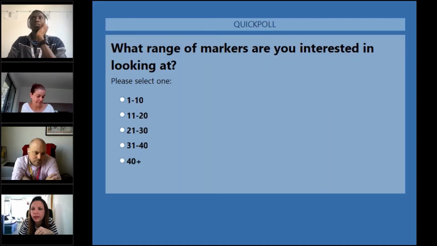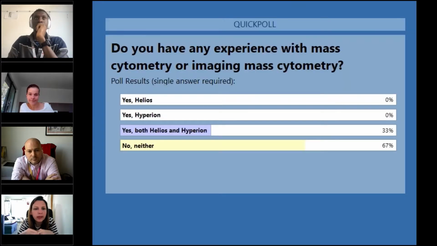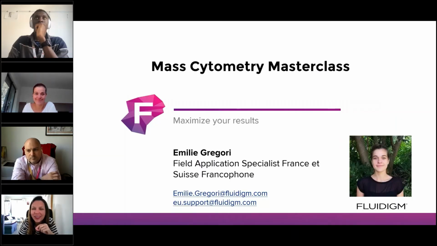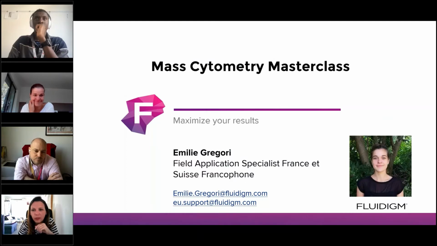Thank you so much. I'll quickly share the results of those two questions. For the first question, a third of the people use both Helios and Hyperion, and two thirds haven't used either of those. So be sure you will learn a lot today. Regarding the other question, a third of you look at markers from 21 to 30, another third 31 to 40, and the other third 40 plus. Emily, I hope this helped you.